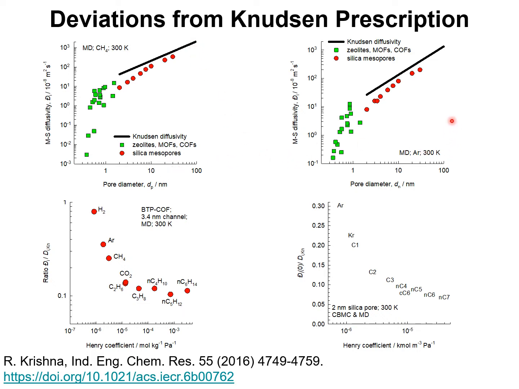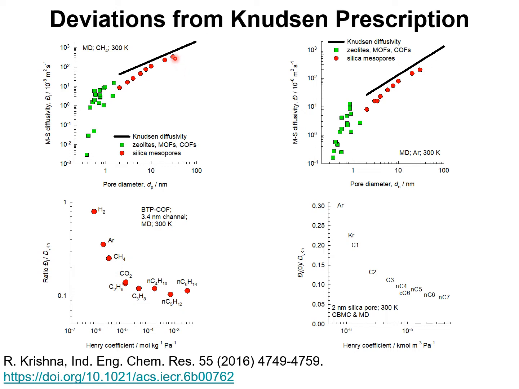Similarly, the MD data for argon is plotted here and compared with the Knudsen diffusivity formula. For both methane and argon, we see that the Knudsen diffusivity formula overestimates the diffusivity value when compared to the values determined from MD simulations.